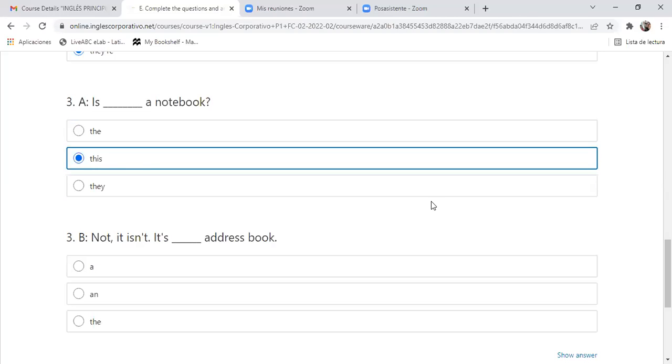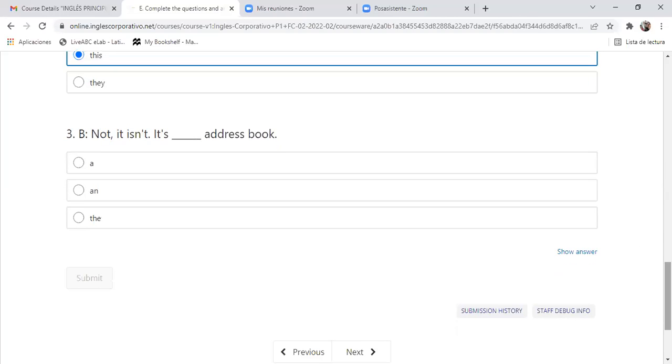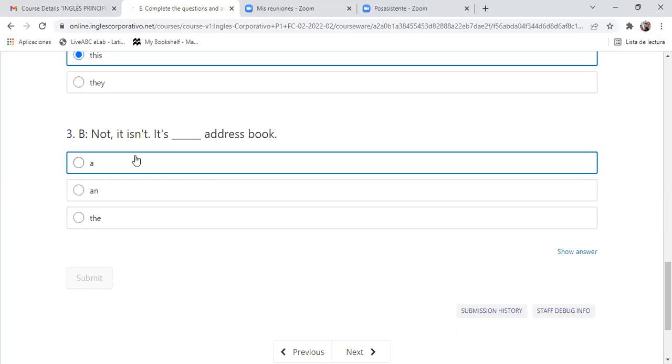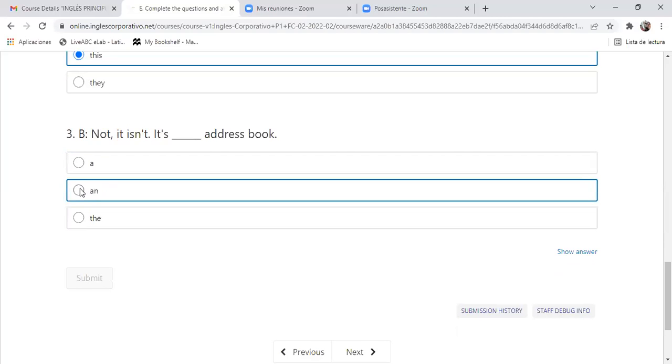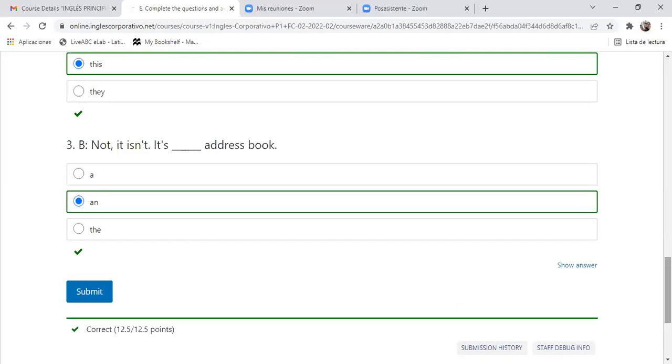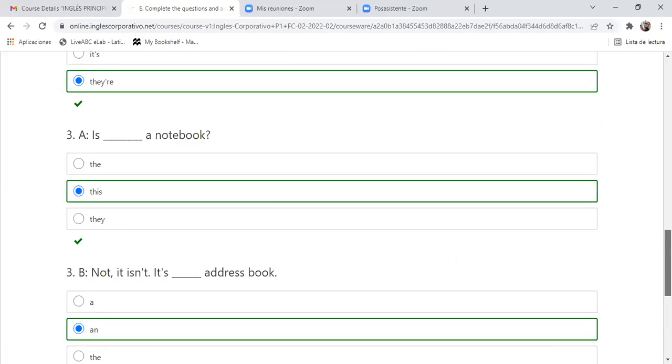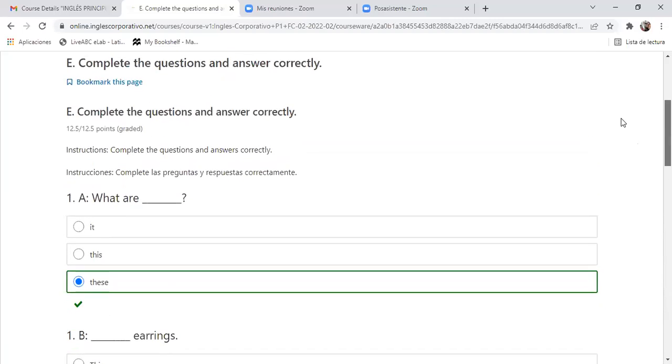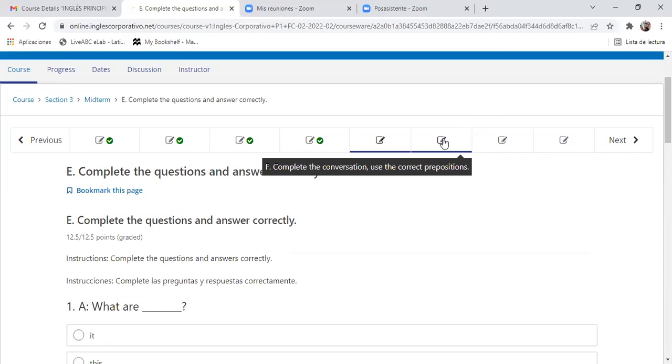This is a notebook. Yes. Very good. Excellent. No, it isn't. It's an address book. It's an address book, or it's the address book. No, it isn't. It's an address book. Very good. Excellent. Good job. My goodness. We got them all right again. Good.